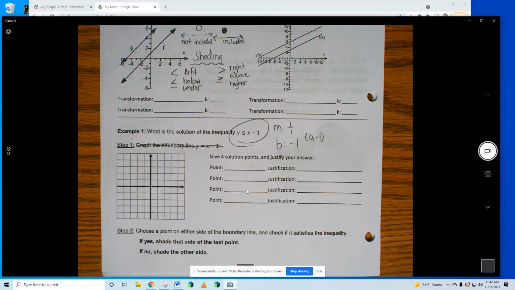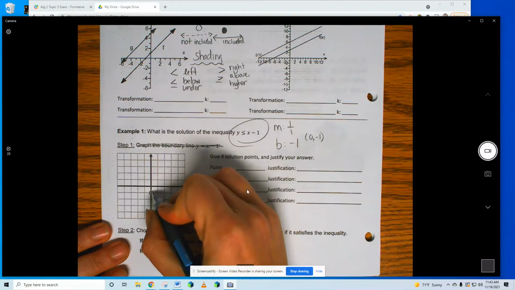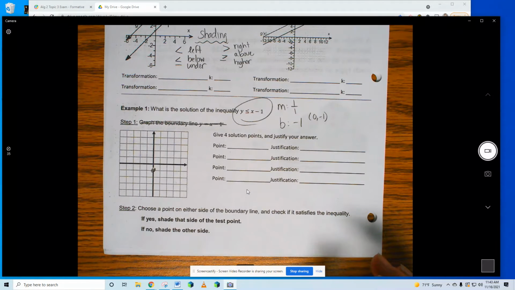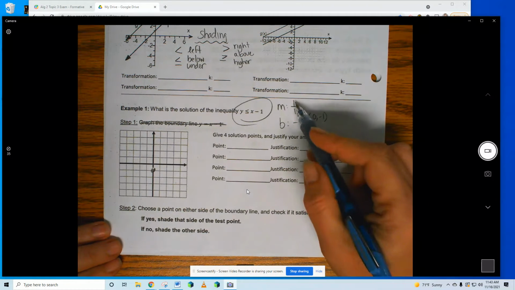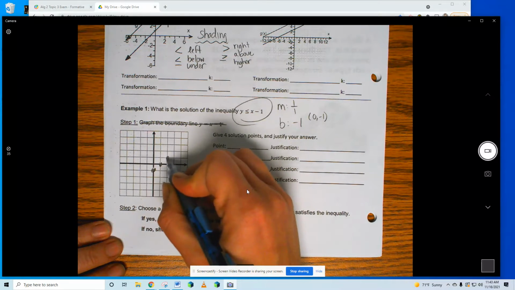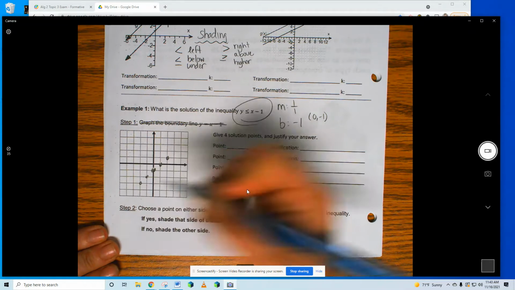So here we go. Begin at -1 on your axes, the y-intercept. Then rise 1, run 1, positive slope. Rise 1, run 1. Reverse it, please. Down 1, left 1.